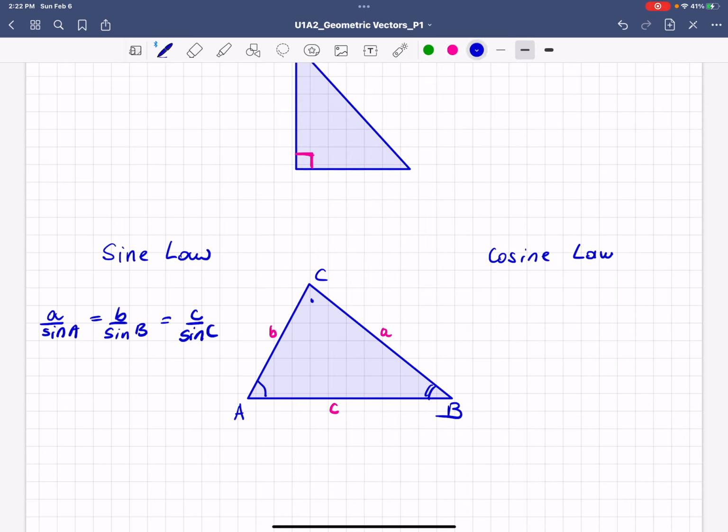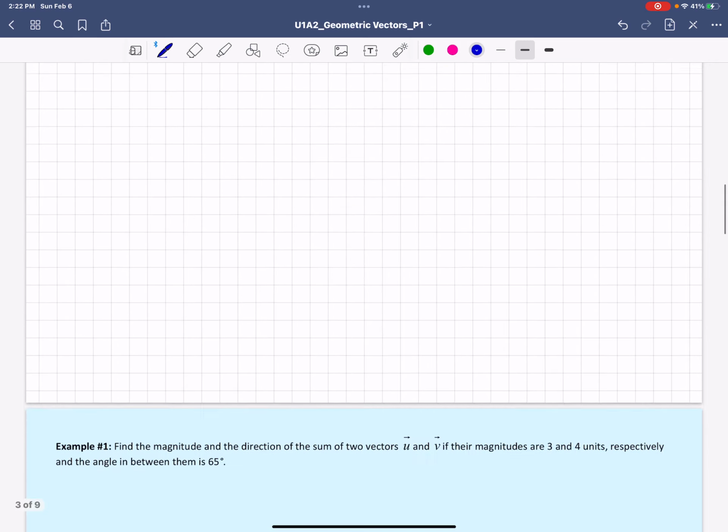Cosine law, on the other hand, is very similar to the Pythagorean theorem. So c squared equals a squared plus b squared. The Pythagorean theorem is applicable only in right-angled triangles. Cosine law works in any triangle, and that's why we see a third term on the right side, minus 2ab cosine C. Now let's get started with our first example.